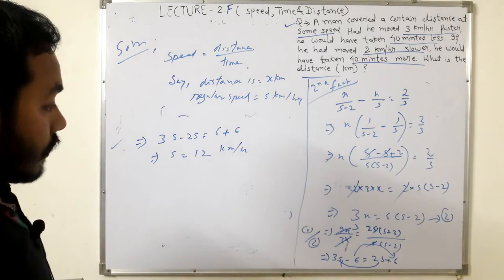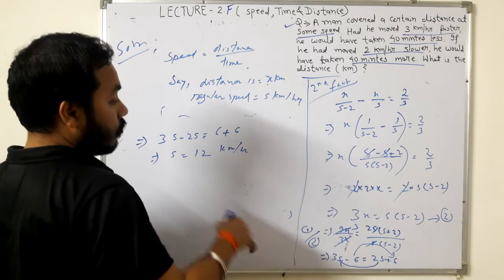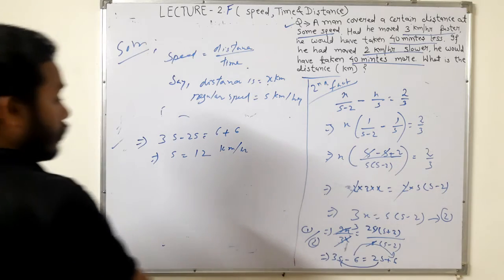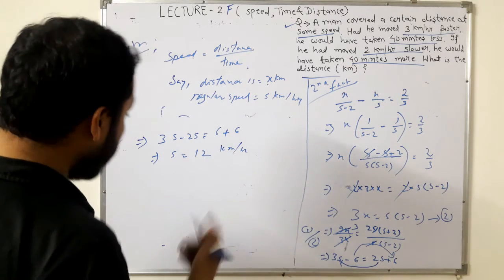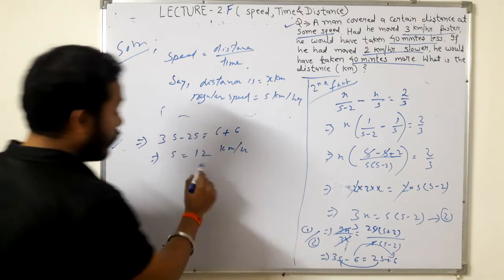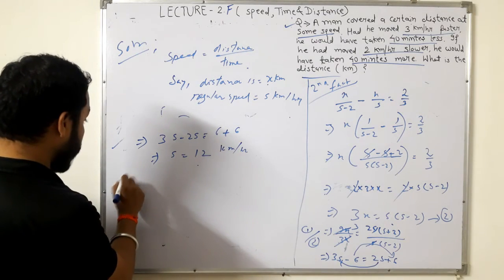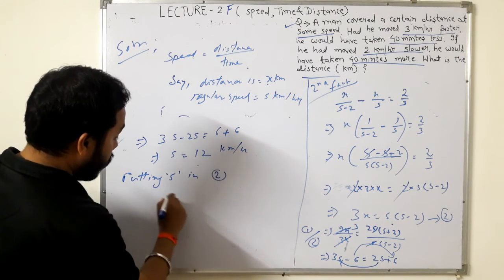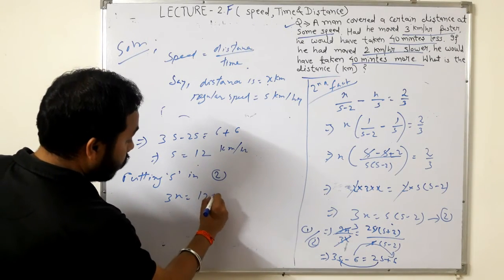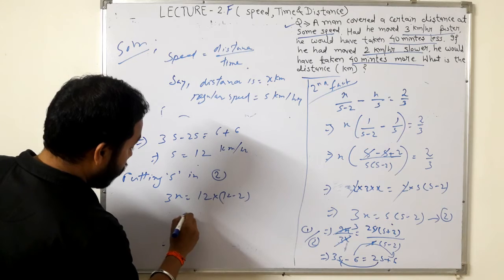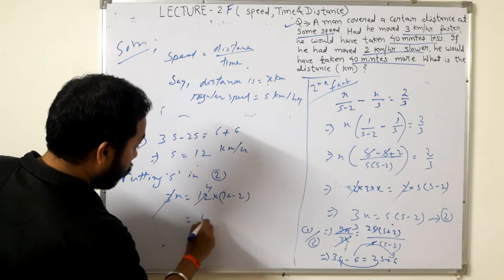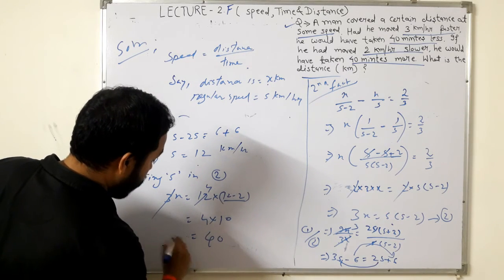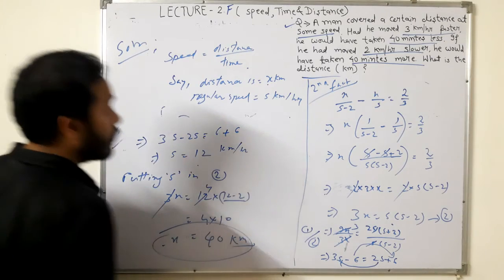Now what do we have to find out exactly? We have to find out x. So put it in either equation number 1 or equation number 2, but I have already rubbed equation number 1. So if you want, you can put it in equation number 1, but I am putting the s value in equation 2. So thrice x is equal to how much? 12 into 12 minus 2. Okay, 3, 3, 4, that is 4 into how much? 12 minus 2 is 10. So that is 40. So the distance is 40 kilometers.